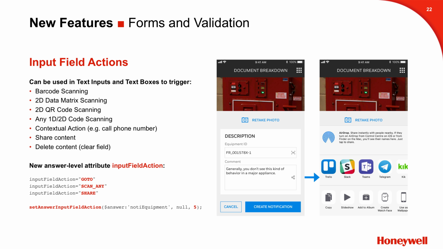The new answer level attribute input field action is very straightforward. You just put in what you need. So, for example, go to is a jump, scan any will open the scanner with which you can scan basically anything, but you can also set a specific scanning process, like, for example, 2D data matrix or a 2D QR code, a conventional barcode, and so on. And again, you can set it via MEL too.